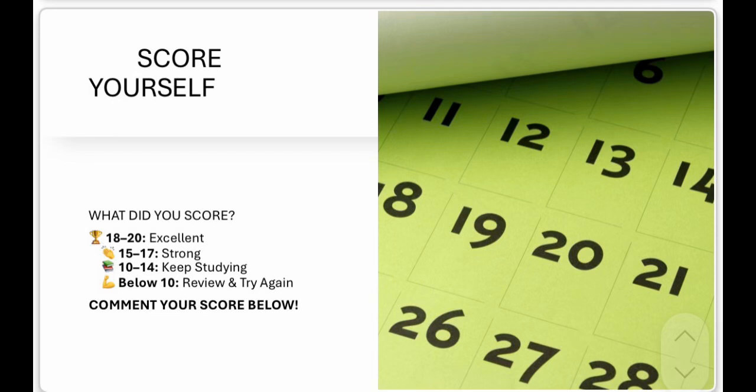All right, how did you all do? Count the correct answers. If you score 18 to 20, excellent work. You understand these concepts and are looking strong. If you score 15 to 17, you're doing well, but review the questions you have missed. If you score 10 to 14, you have built your knowledge, but there are several areas that you should review before exam day. And if you score below 10, don't get discouraged. Go back through the video, take notes, and focus on understanding why each answer is correct.